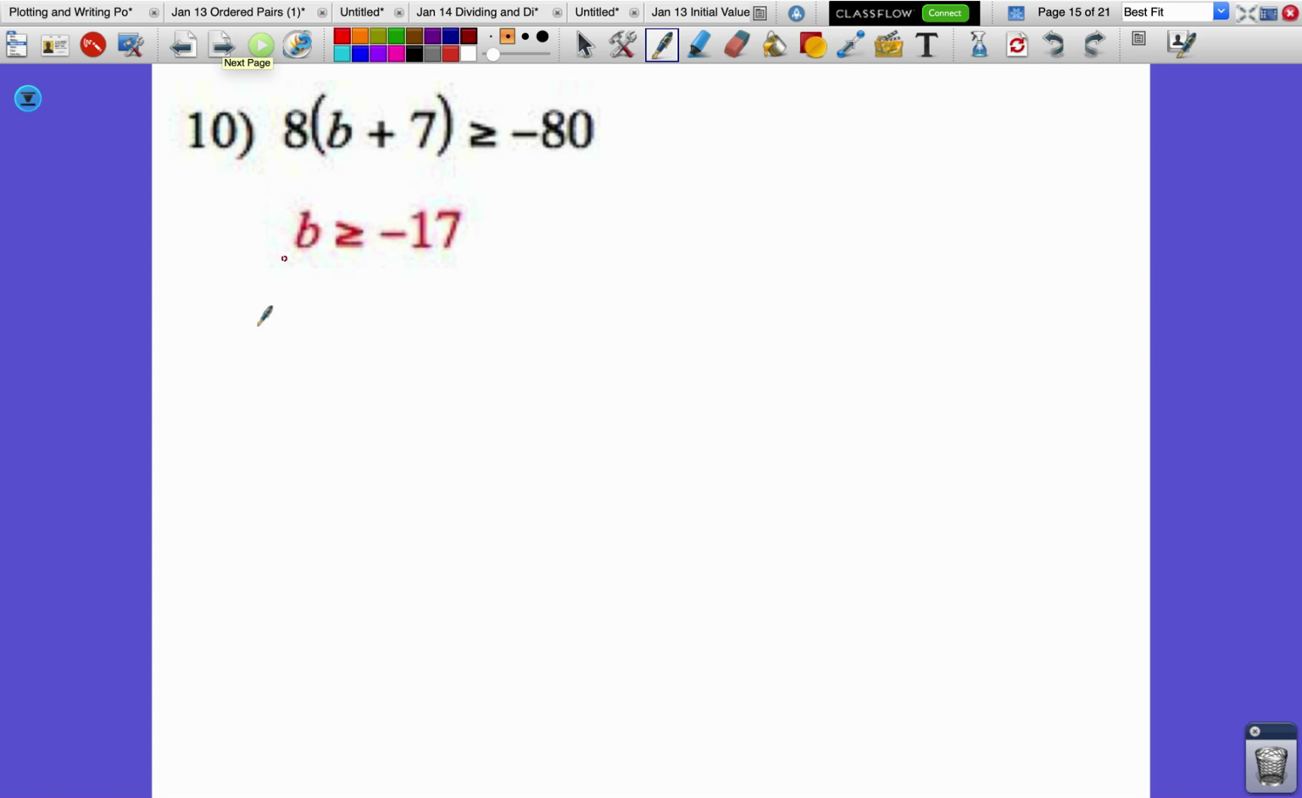Okay, you should have gotten something that looks like this. B is greater than or equal to negative 17. Just like that would be fine to represent this.